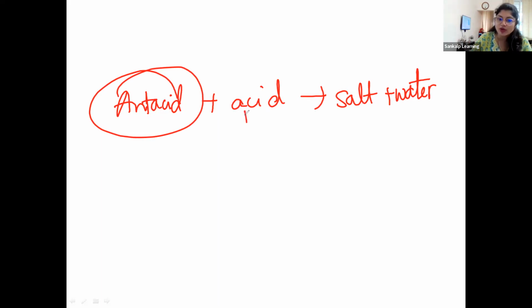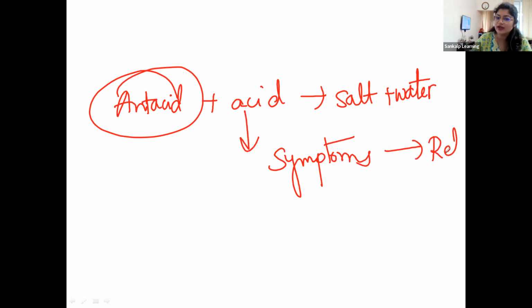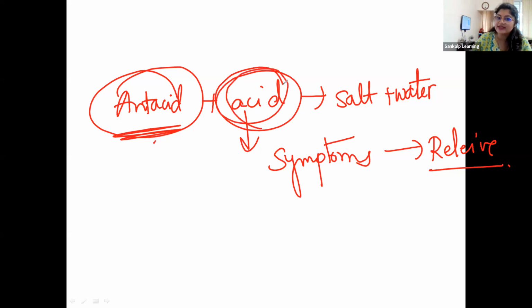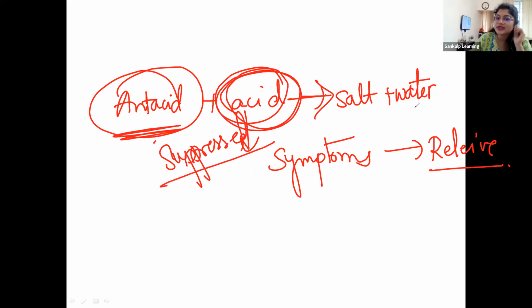When you take this, what will happen? The symptoms of these gastric issues will be relieved. You will get relief from that. When you take an antacid, the acid levels in your stomach get suppressed, and thus it produces salt and water, so you get relief from that.